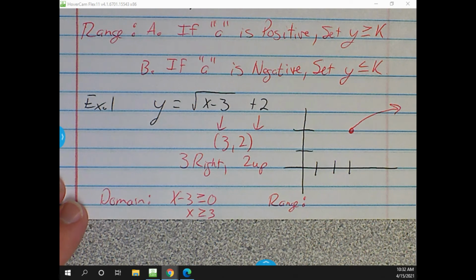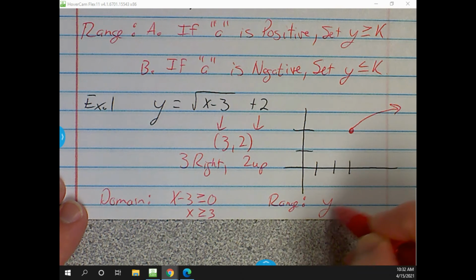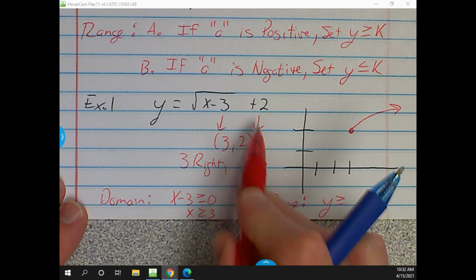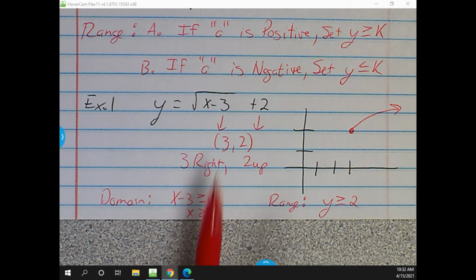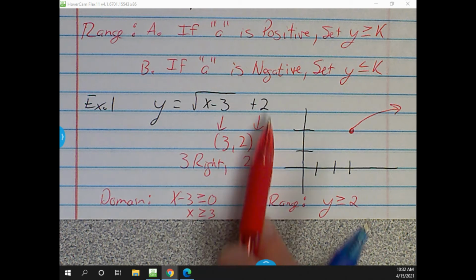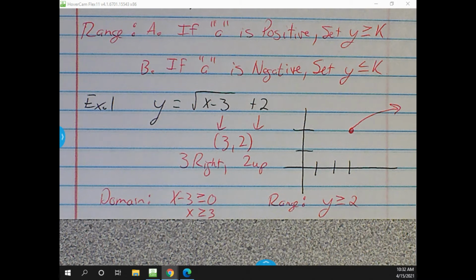All right, the range is just your k value here. It's going up, so we need y greater than or equal to the number that's there, so that'd be y greater than or equal to 2. So domain will always deal with what's on the inside. The range will deal with what's on the outside.